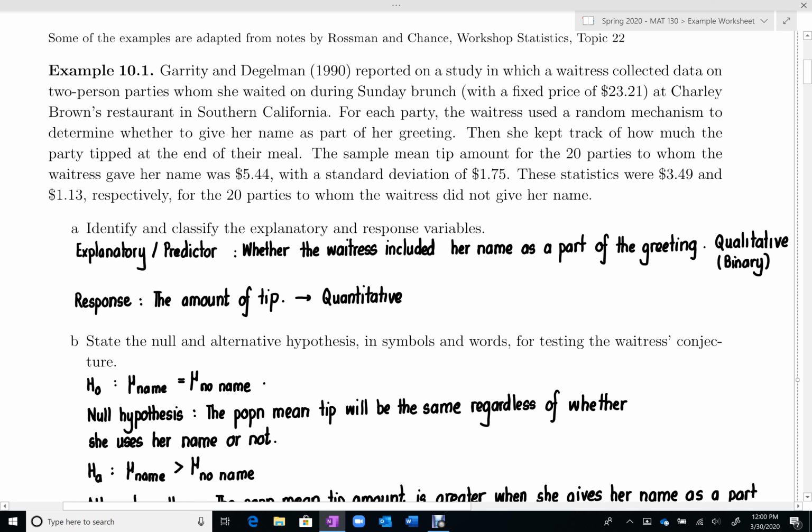And for the 20 parties whom the waitress gave her name, the mean tip was 5.44 with a standard deviation of 1.75. And for the parties whom the waitress did not give her name, the sample mean was 3.49 and the sample standard deviation was 1.13. So we're going to use this example here to answer a few questions.